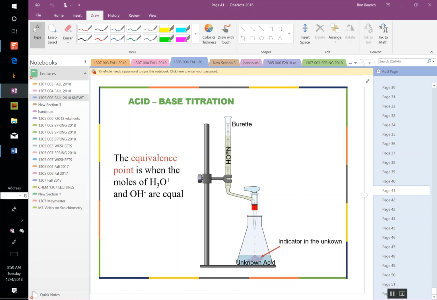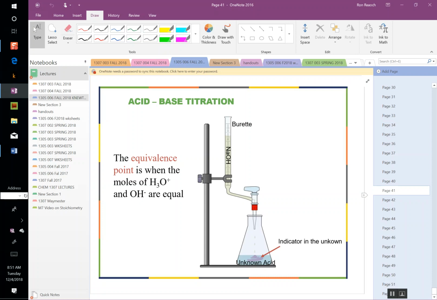It's a quantitative technique. You need to have a base of known concentration. So you're going to react a base with this unknown acid, and by knowing the concentration of the base and knowing a few other things as this titration experiment is set up, you can calculate your unknown concentration.